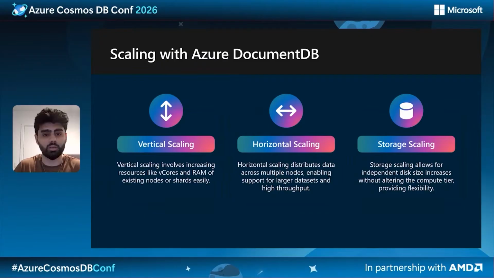And one other thing about Azure Document DB is you can do vertical scaling as well as horizontal scaling along with the storage scaling. So vertical scaling involves increasing the resources like vCores, virtual cores, and RAM of your existing nodes or shards easily. Horizontal scaling means you are distributing your data across multiple nodes, enabling support for larger data sets and higher throughput. You can also independently increase your disk size without altering the compute tier, which gives you more flexibility if your data grows in the future.